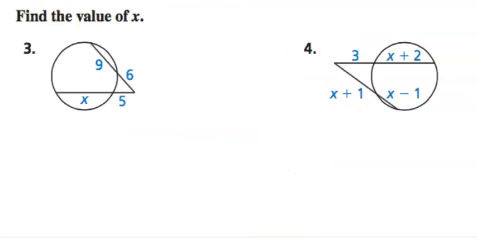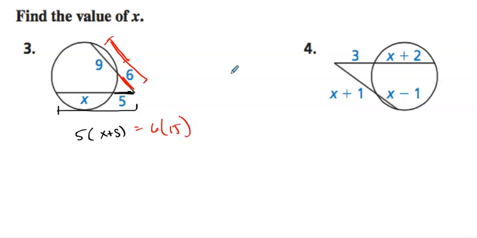Alright, next one. Alright, so we got outside segments, so both my segments are on the outside here, so be careful. So I got 5 times x plus 5, right? So I'm using this portion times the entire portion is going to equal 6, the outside piece, times the entire piece, which is 15.